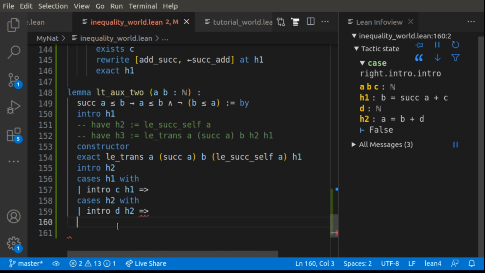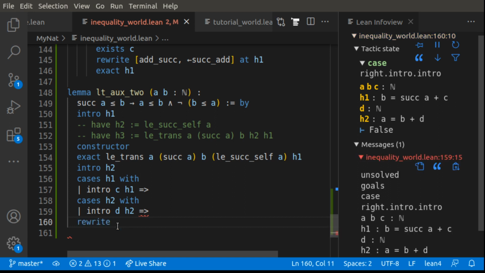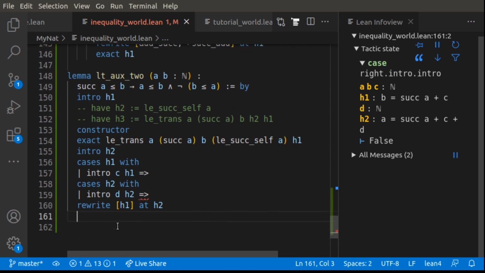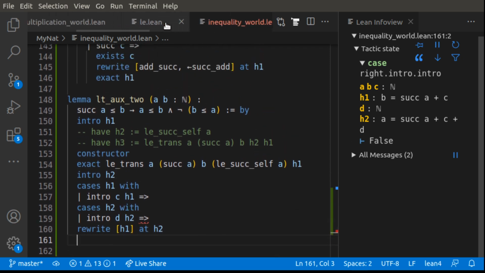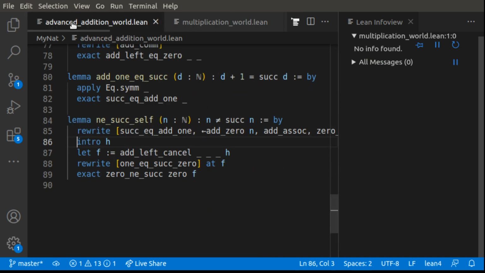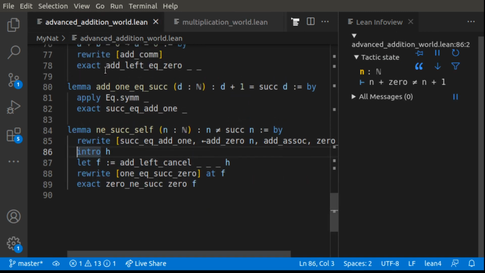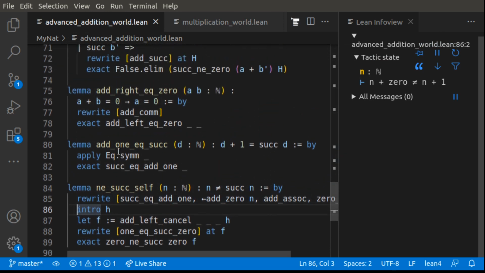Oh, well, here's this. Okay, rewrite h1 at h2. So now we have a equals successor of a plus c plus d. This seems promising. Let's look at our advanced addition world. Oh yeah, here it is. n is not equal to successor of n.